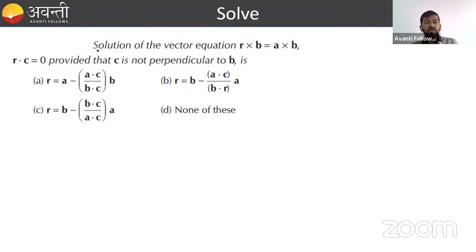Now, let's solve a question. Solution of the vector equation R bar cross B bar equals A bar cross B bar.